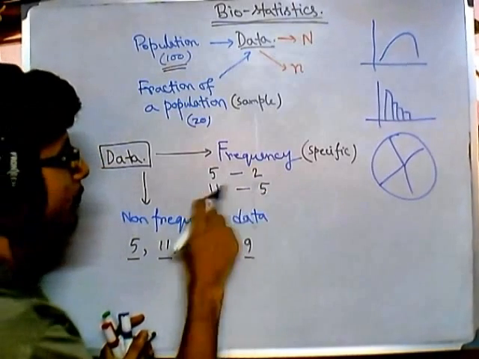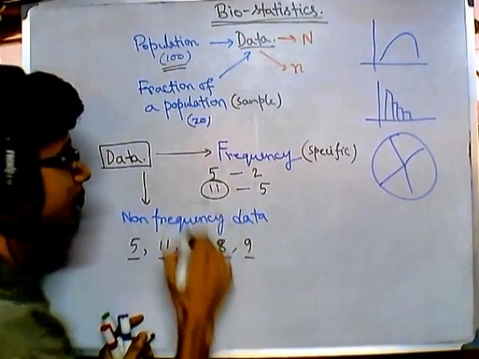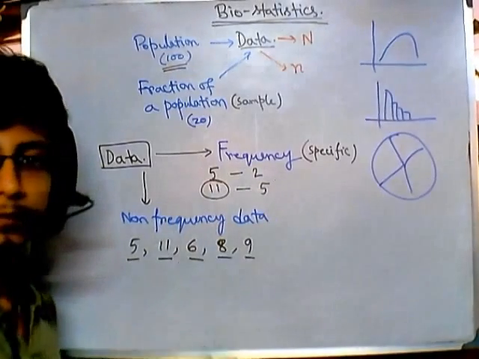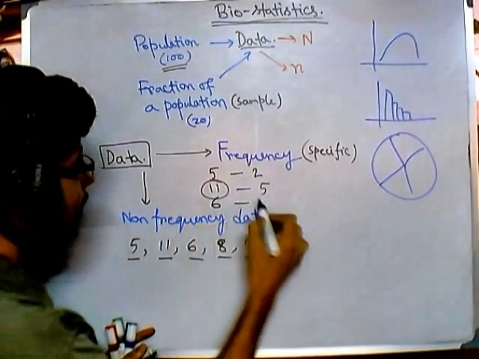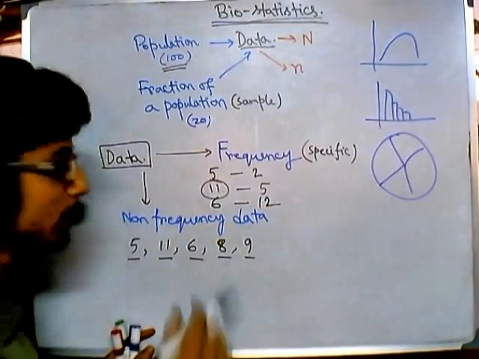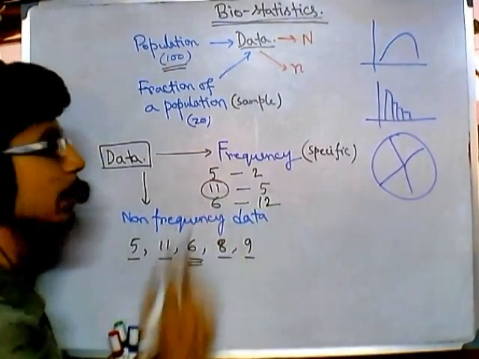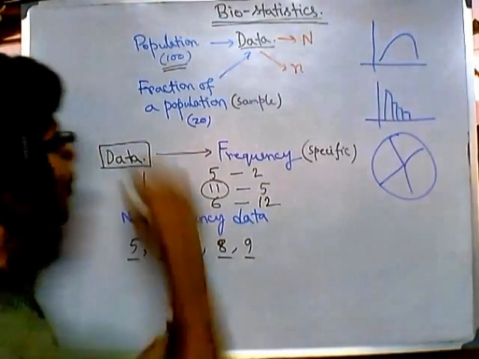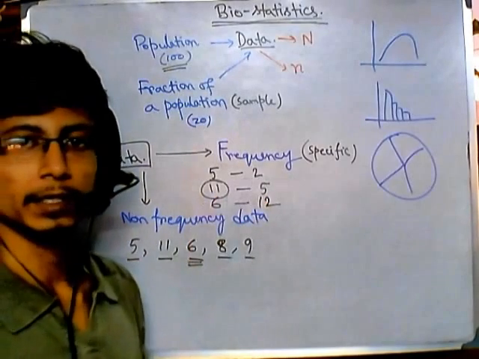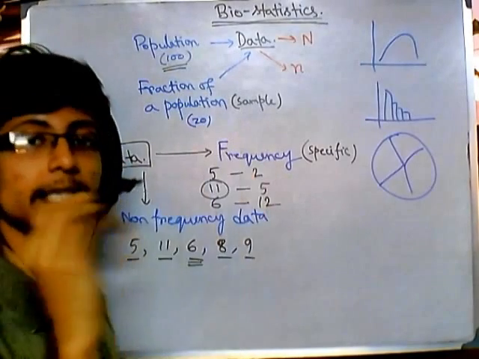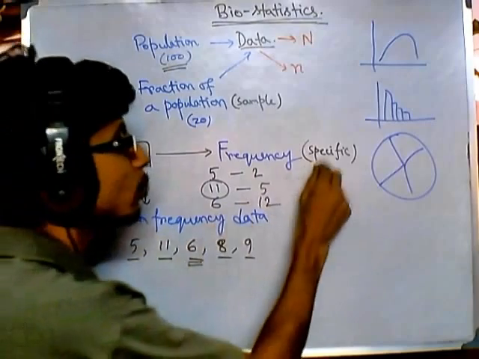So the frequency of this 11 data, or this data set, is called 5. Right? Now say the 6 centimeter is 12. So the frequency of this 6 centimeter tail length is 12. That means in this whole population, 12 individuals have a tail of 6 centimeters. Okay, so now the data is really sufficient. The data is more specific.